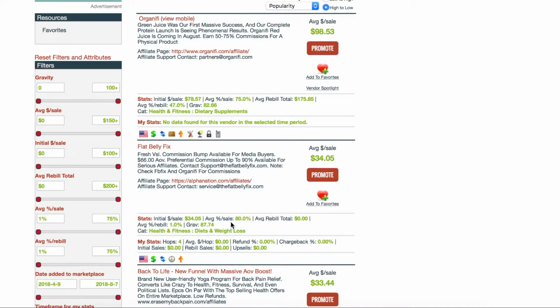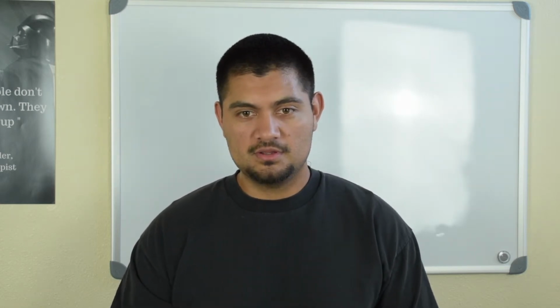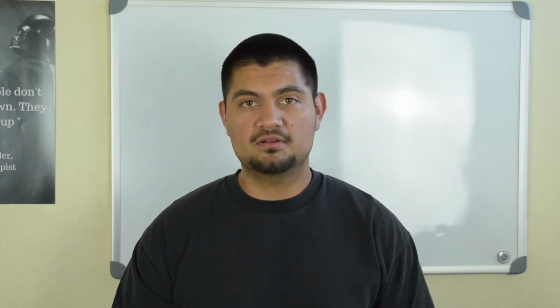The next thing we're going to be talking about is the average rebill total. So this is going to represent how much you make from rebill sales if the vendor offers something like memberships or subscriptions. The next thing we're going to be talking about is the average percent of rebill. So what this means is the average percent that product is purchased through recurring billing, such as subscriptions, memberships. So what I recommend is to go for something that is 30% or higher.